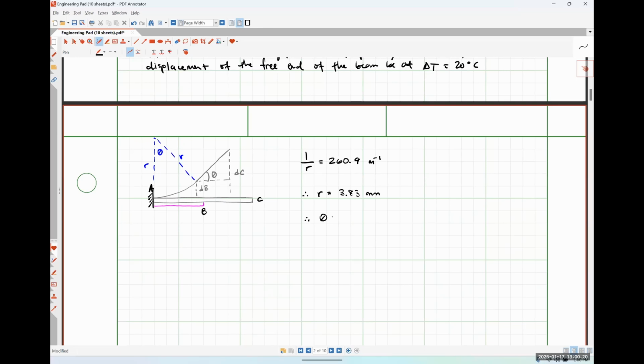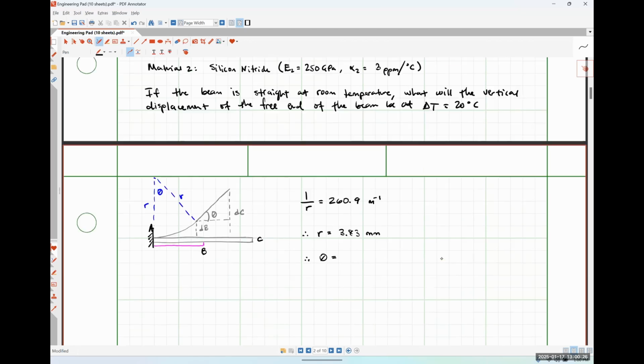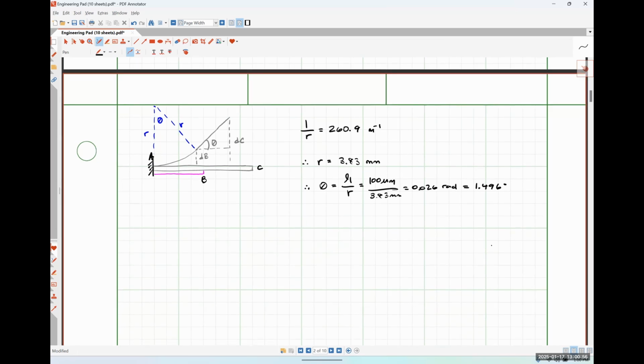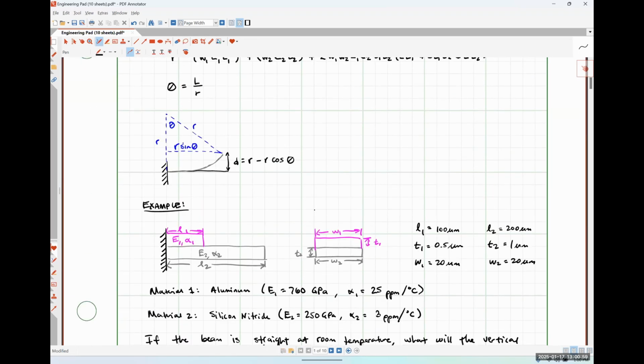So our angle is then our length from A to B. So that's literally just L1 over R. And so that comes out to be, putting in the numbers here, 100 microns over 3.83 millimeters, which is 0.026 radians or 1.496 degrees.